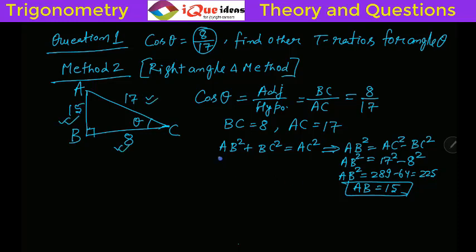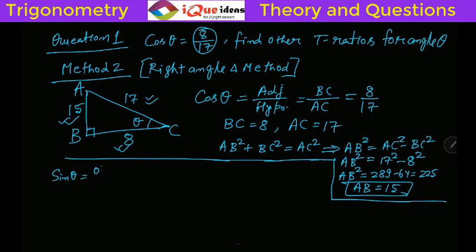Using the values of all three sides, we can find every other trigonometric ratio. For example, for this angle theta, let's say sine theta. Now what will be sine theta? Sine theta will be opposite upon hypotenuse. The opposite side is 15, hypotenuse is 17. The inverse of sine will be cosec theta. So cosec theta is straight away from here 17 by 15. Similarly, tan theta can be calculated as opposite upon adjacent.